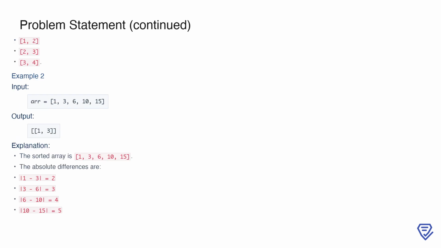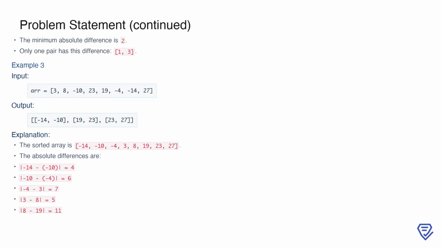In another example, the input array is 1, 3, 6, 10, 15. After sorting, the array becomes 1, 3, 6, 10, 15. Calculating the absolute differences between adjacent elements, we get 2 between 1 and 3, 3 between 3 and 6, 4 between 6 and 10, and 5 between 10 and 15. Here, the minimum absolute difference is 2. Among all adjacent pairs, only one pair has this difference, [1, 3]. Hence, the output for this example is [1, 3].